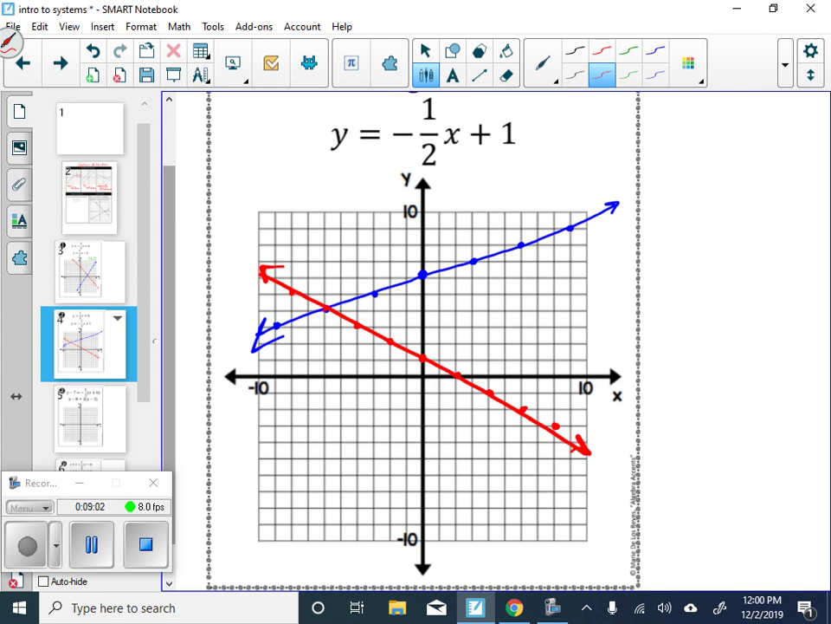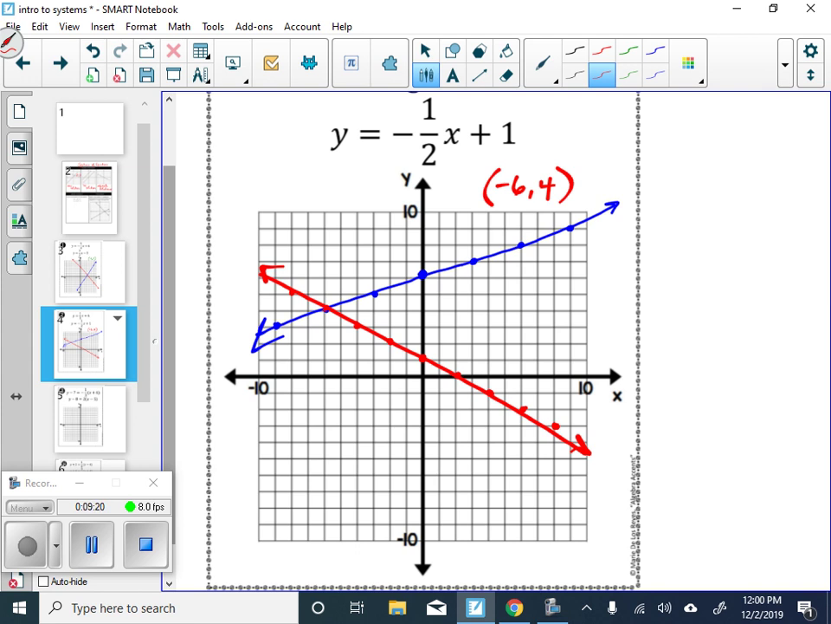And where is the solution? Where do they intersect? -6, +4. That is their intersection point. That is their solution. Questions?